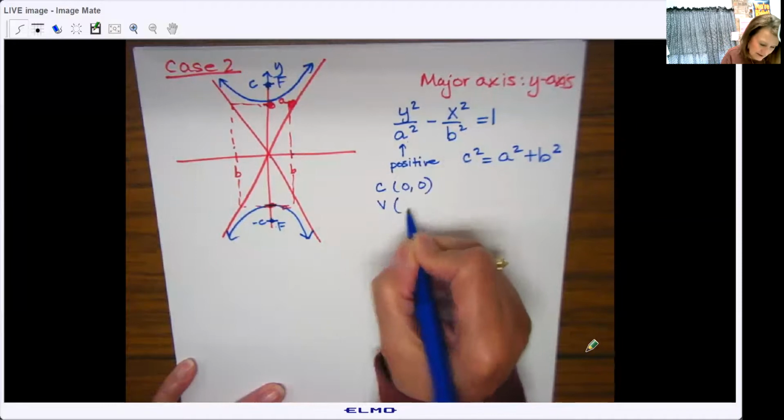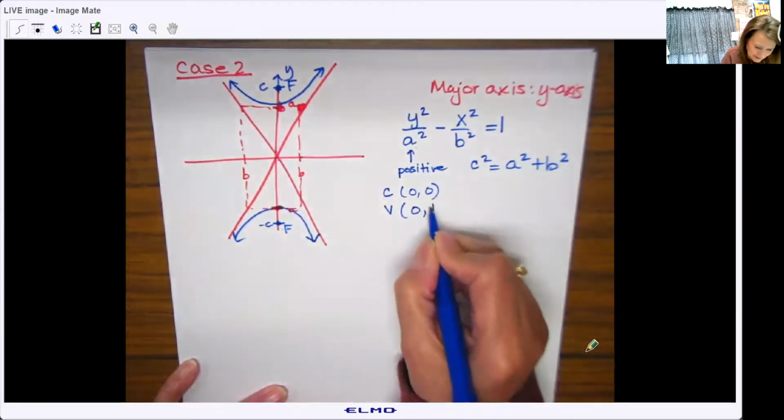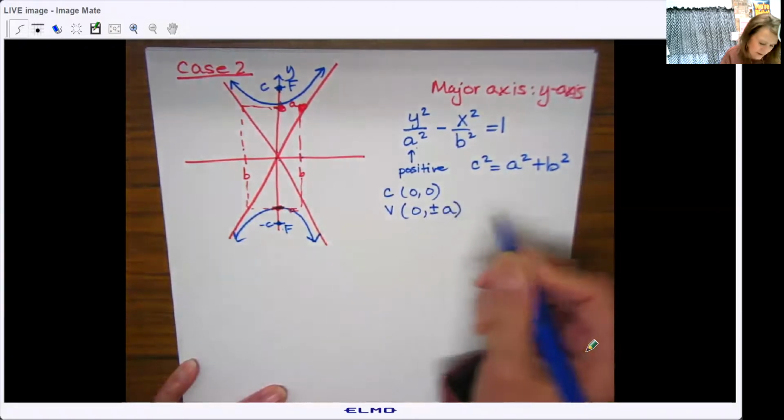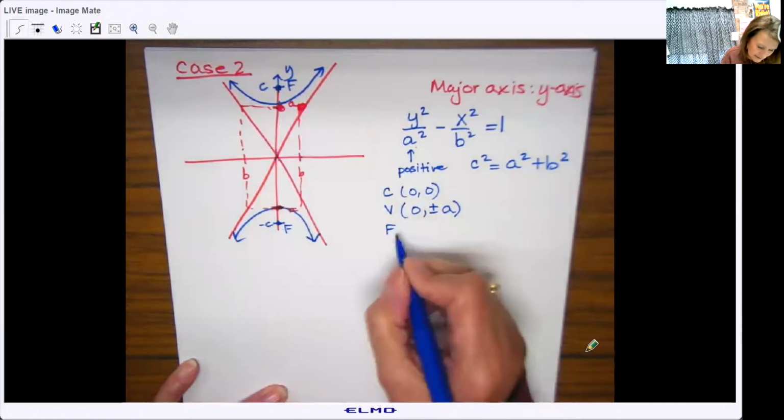The vertices this time are (0, a) and (0, negative a). So (0, positive and negative a). Let's see, we have foci at (0, c) and (0, negative c).